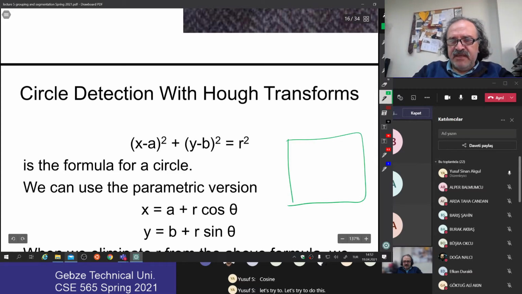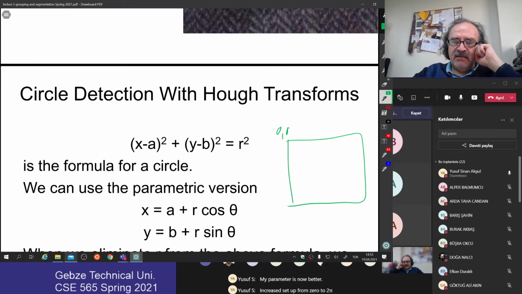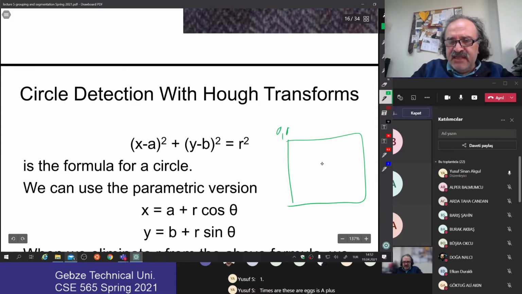Again, this is our space. This is 0, 0. My parameter is now theta. Increase theta from 0 to 2 pi. If theta is 0, what do I have? If theta is 0, cosine theta is 1 times r is r, x is a plus r. Let's say a is this, a plus r is this. So I found this point.